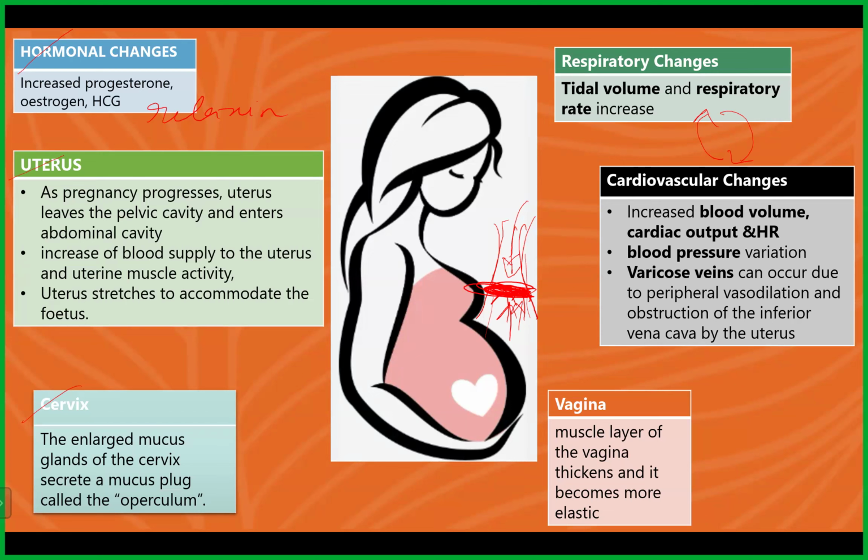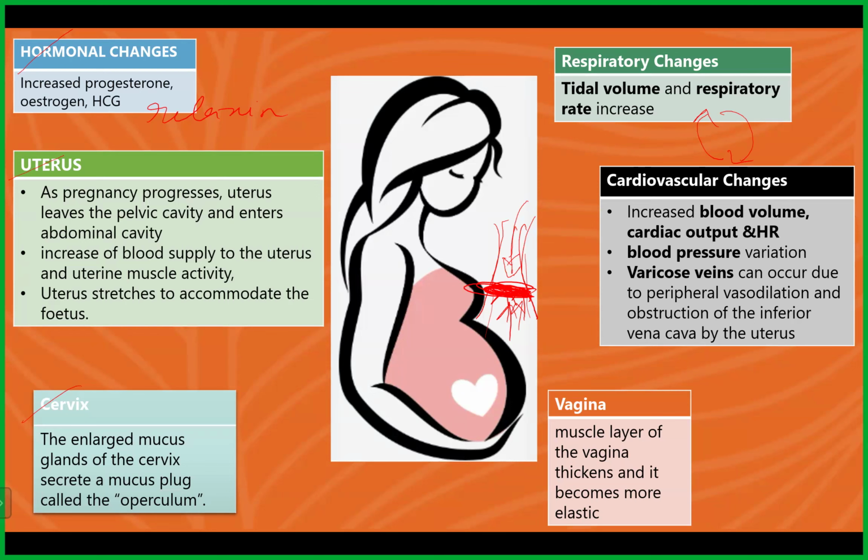Next, talking about progesterone, it is formed by the corpus luteum. It helps in maintaining the lining of the womb. The endometrial lining is maintained by progesterone. It will also maintain the tone of the uterine muscles. That job is done by progesterone.